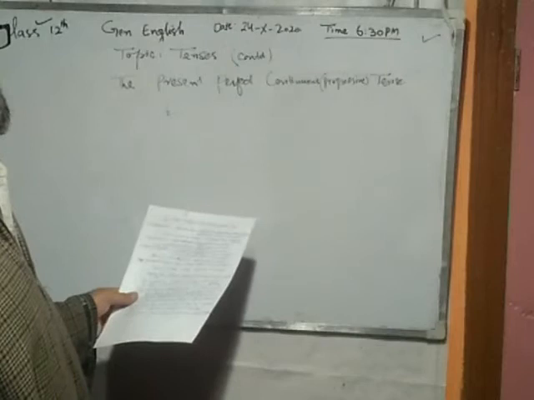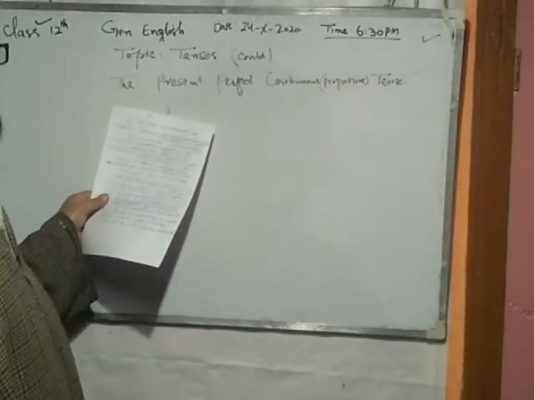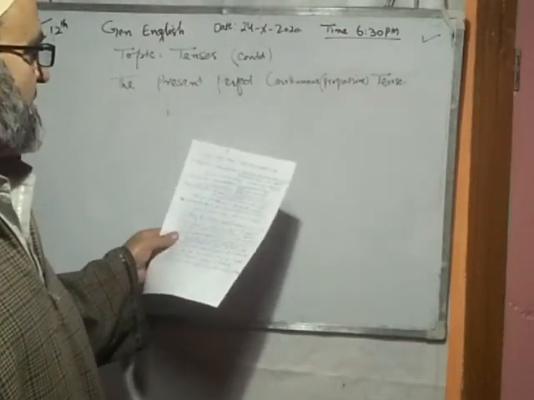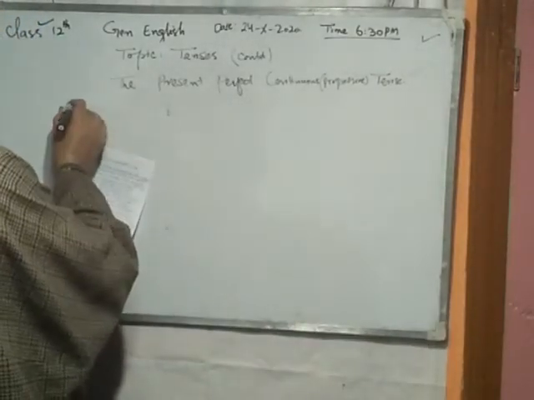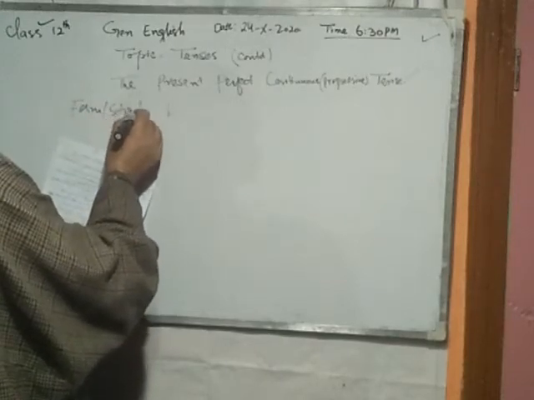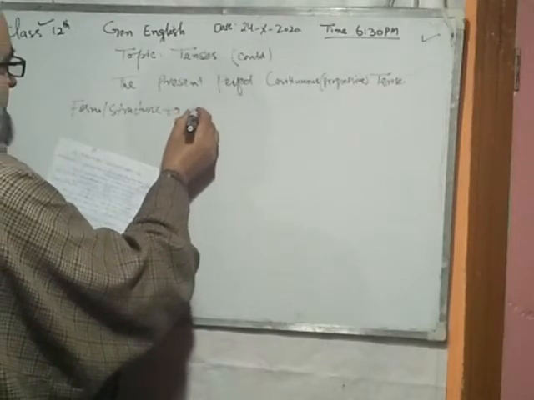Today our topic is tenses, continued. Today we have to learn the present perfect continuous or progressive tense. First, let us take the form or structure. Quite simple.